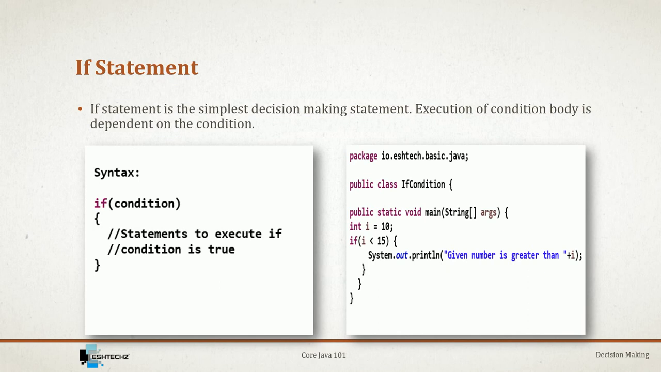This is an example of if condition. Here we are checking if i, which we have initialized with 10, is less than 15. This 15 is a hard-coded value for now, but it could be a user input value. After evaluating the condition, it will return true, and JVM will execute the statements inside the if block, which is given number is greater than 10. In the other case, when the if condition evaluates to false, JVM will simply skip the condition and execute the next line of code.